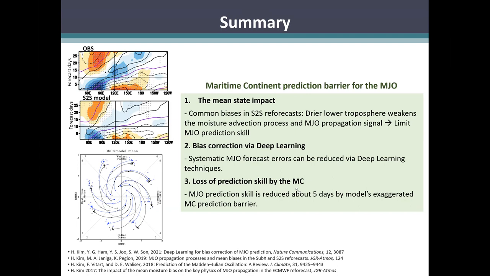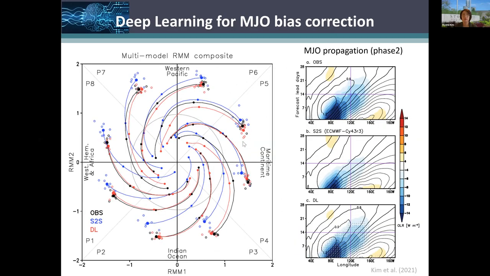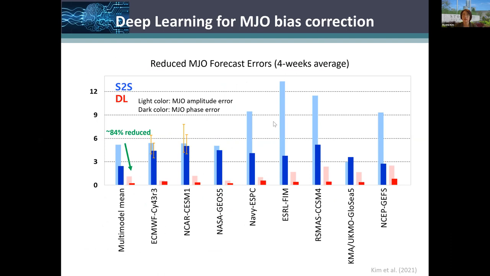It's a very nice talk. I have two questions. The first one is simple: how much improvement is there for the bivariate MJO correlation score after the machine learning correction? Yeah, so for the RMM prediction score, the bivariate correlation improved about 2 to 3 days on average. So it's not a big improvement.